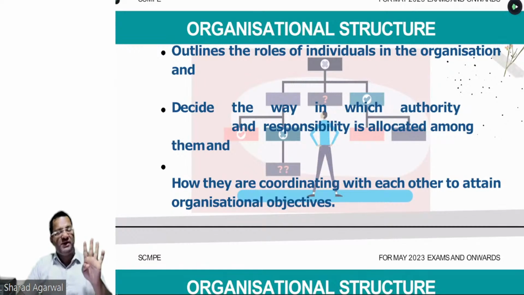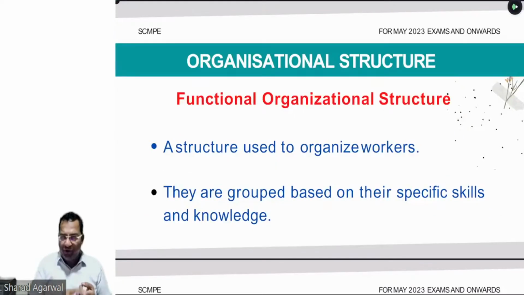In our study material, we have been given four organizational structures. The very first one is the functional organizational structure. This is the traditional organizational structure, where for every function we have a departmental manager. For production, we have a production manager. For finance, a finance manager. For marketing, a marketing manager. We formally call this the functional organizational structure. According to the specific skill and knowledge, we bifurcate the whole organization: sales manager, production manager, purchase manager, finance manager. That is known as the functional organizational structure.